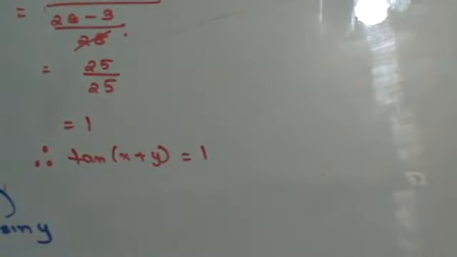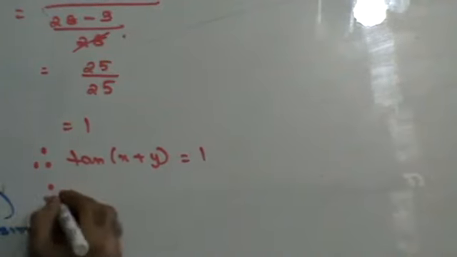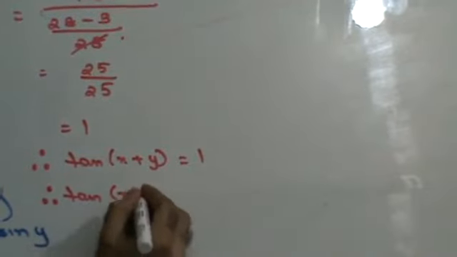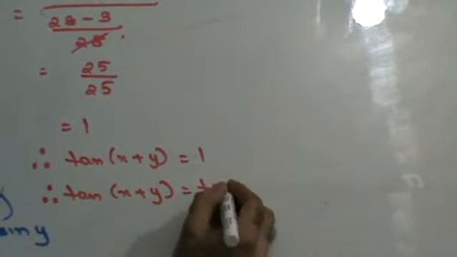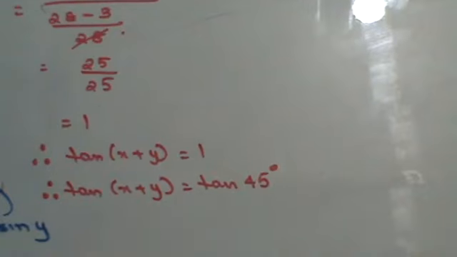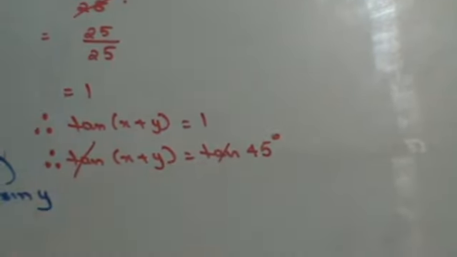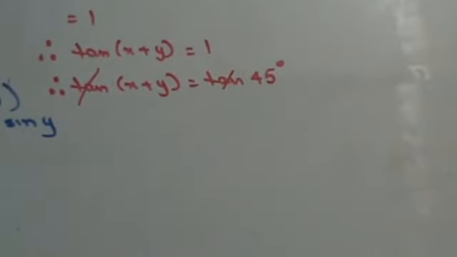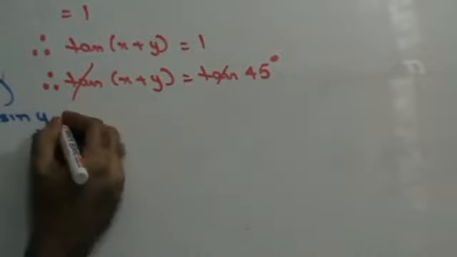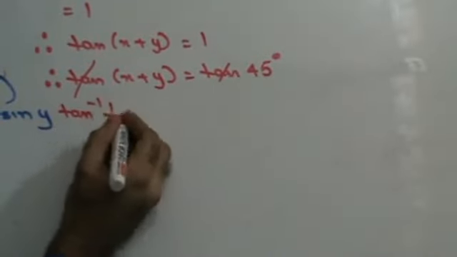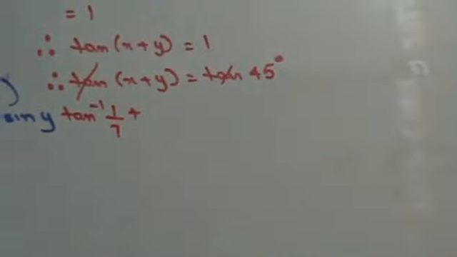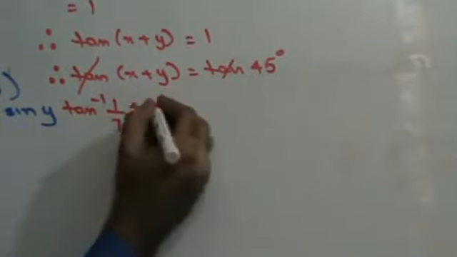1 can be written as tan 45. We know that the value of tan 45 is 1. Therefore, I could say that tan(x plus y) is tan 45. Tan and tan get cancelled. We substitute the value, people. X we've assumed as tan inverse of 1 by 7, plus y. Y we've assumed as cos inverse of 4 by 5.